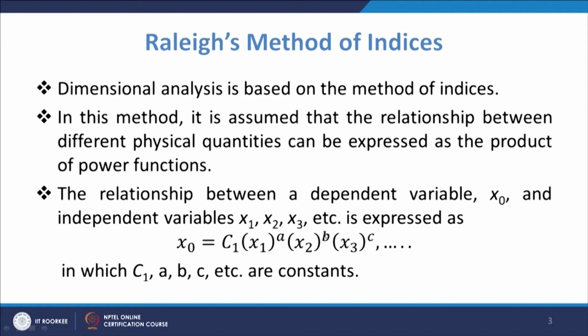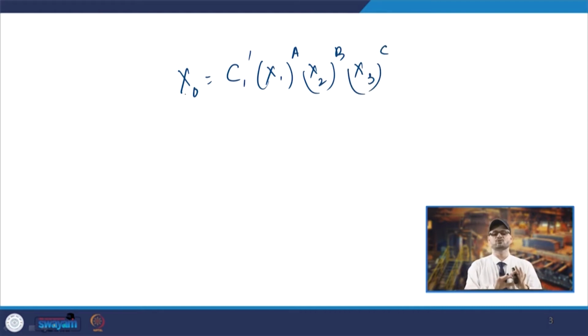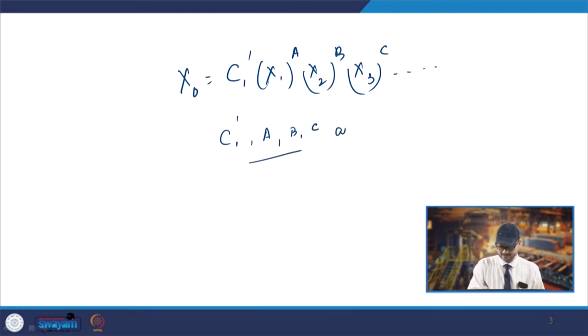So, you can further express the non-dimensional group: x naught can be expressed as C1 prime times x1 raised to the power A, x2 raised to the power B, and x3 raised to the power C. These non-dimensional groups can also be expressed in terms of these indices. Here again C1 prime, A, B, and C are constants.